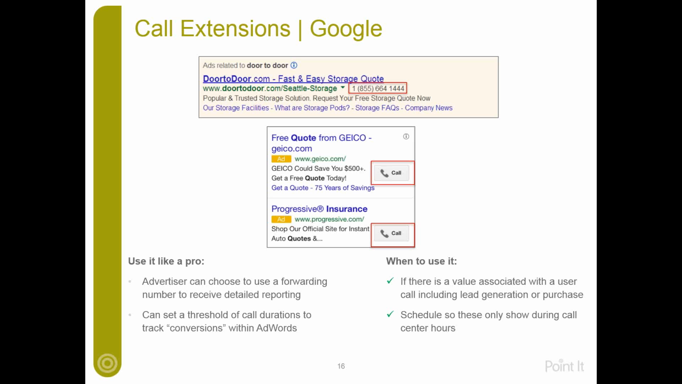Another option you have is the ability to count calls as conversions and at what duration it should trigger the conversion. For example, if you have a call lasting 5 seconds, you may not want to count that, but if it lasts for 60 seconds or more, you could choose to have that count as a conversion.